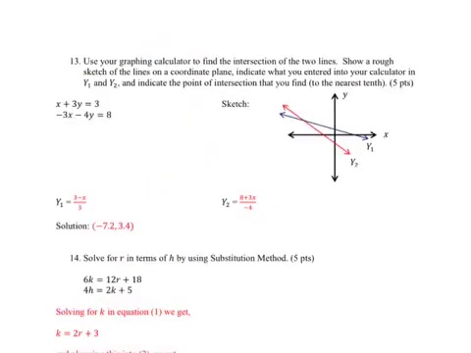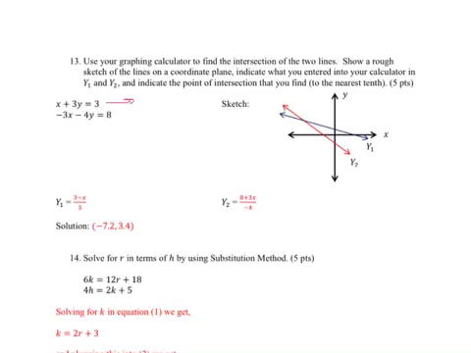Use your graphing calculator to find the intersection of the two lines. Show a rough sketch of it on the coordinate plane, indicate what you entered into your calculator for y1 and y2, and indicate the point of intersection that you find to the nearest tenth. So the first thing to do for these is to solve for y, because you have to do that if you're going to use your calculator.